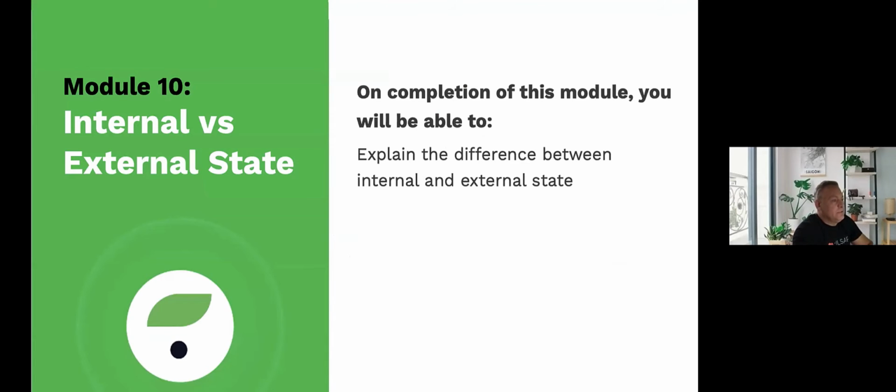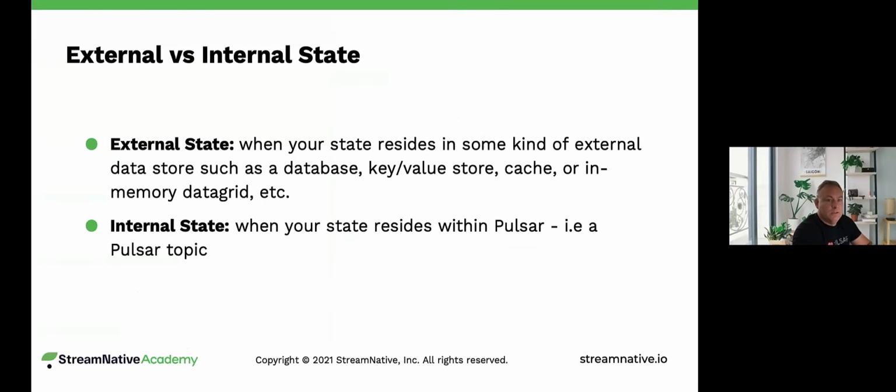So let's look at the differences between internal and external state and how we define those within Pulsar. We define external state as anything where your state, the data that you're persisting from your Pulsar function, is going to reside in some kind of external data store that's outside of the Pulsar framework itself. So things like databases, key value stores, caches, in-memory data grids, things of that nature, anything that stands outside of Pulsar. Conversely, internal state is when the state resides inside Pulsar itself, either inside a Pulsar topic or through a state store, the Pulsar Statestore, which is kept inside BookKeeper internally.